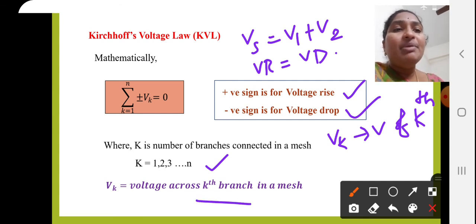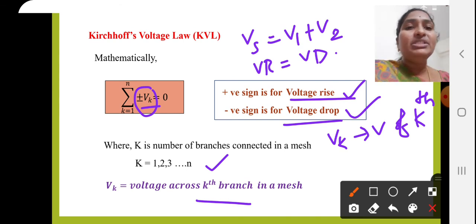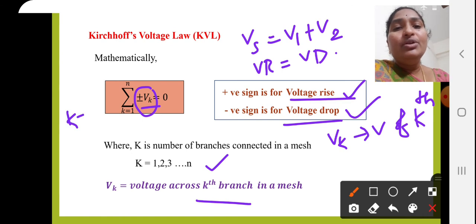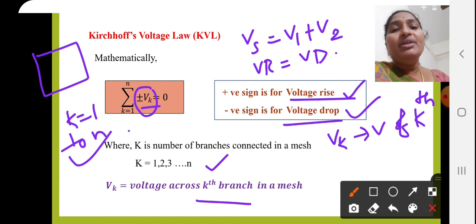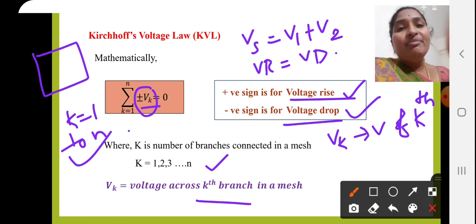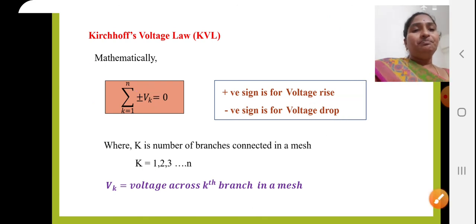Like that, we can sum up all these voltages V1 plus V2 plus V3 plus Vk, where all these voltages are plus V for voltage rise and minus V for voltage drop. Then we will get the algebraic sum of all the voltages within that loop is equal to 0, where k is equal to 1 to n, and that loop consists of n number of branches. The sum of all the n branch voltages is equal to 0. That gives Kirchhoff's voltage law.